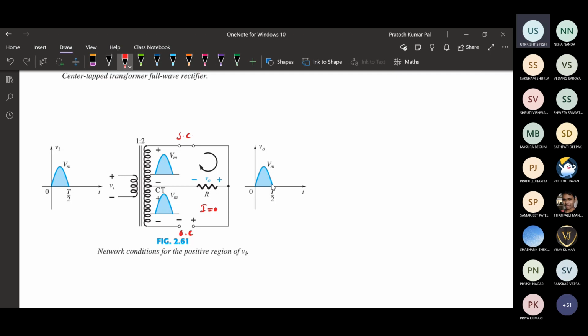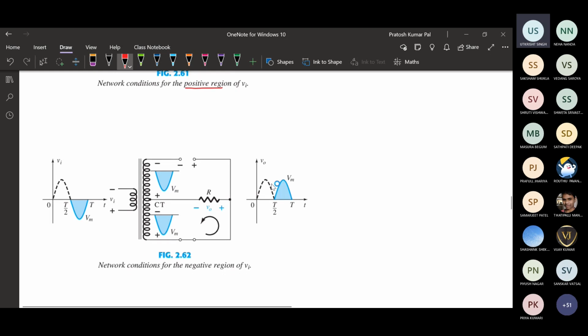From the upper part we can see that if we are applying the positive, the same will be obtained with respect to the output. Whatever input we are applying, the same we will be getting as the output. This is positive and this is positive, so the same voltage we will be getting. So the output voltage will be the same as the input. This is the case when the positive region is being applied.